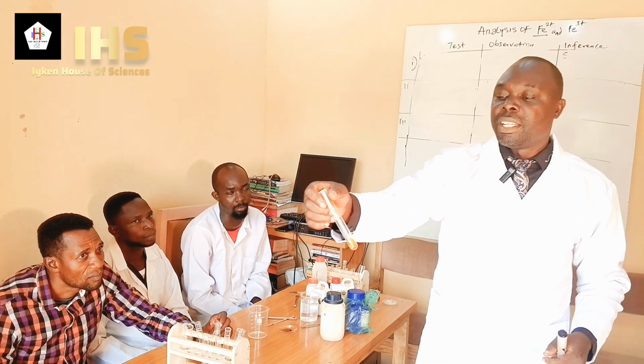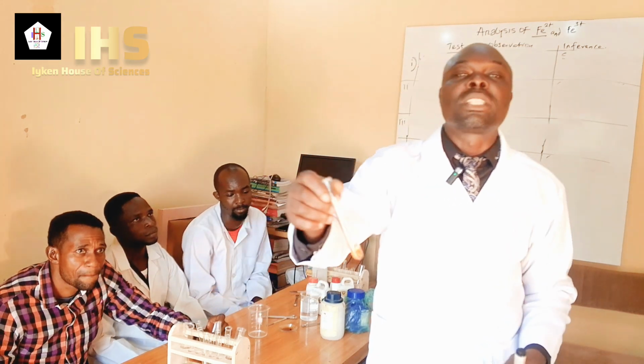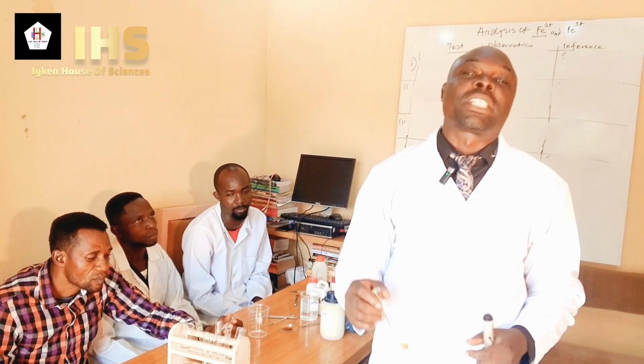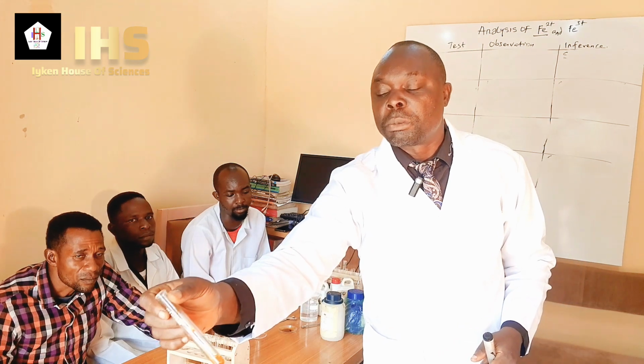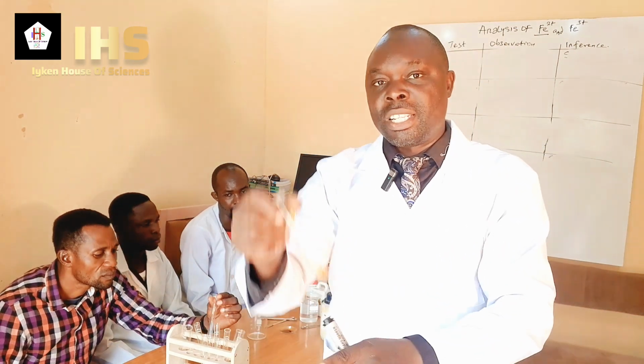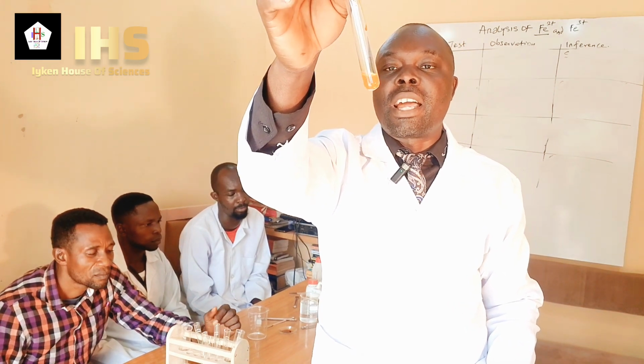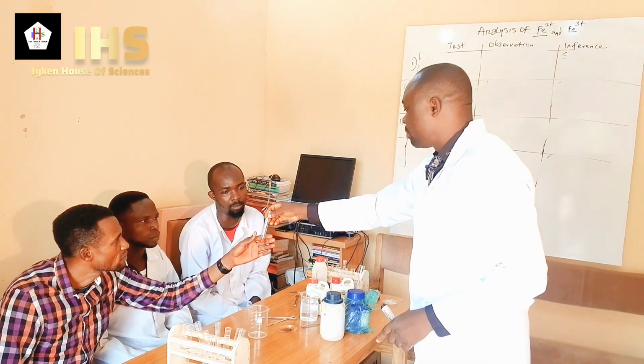So you see, it is soluble. This particular sample that contains this iron 3 is soluble in water because there's no precipitate. Precipitate means if there is any particle, any colloid in it. There's no colloid in it. It's clear, so it's soluble in water.